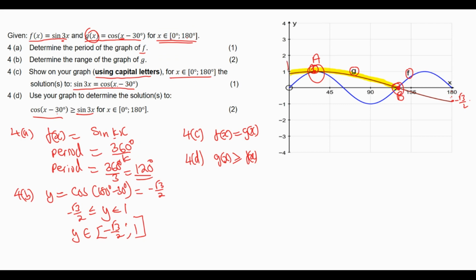So it means it's from 0 to 120 degrees. Where do we get 120 degrees? We got the period of the graph in 4a. We say the graph will repeat itself after 120 degrees. So this is actually 120 degrees here. So it means g of x will be greater than or equal to f of x from 0 up to 120 degrees. We can say x is an element of 0 to 120 degrees.